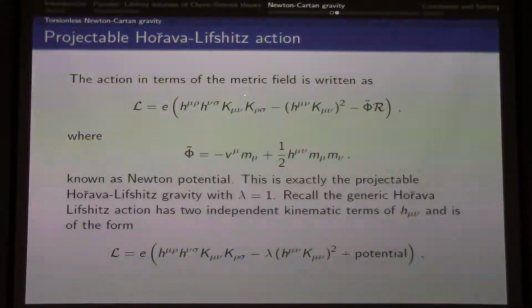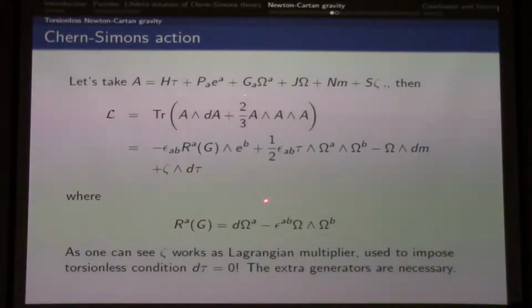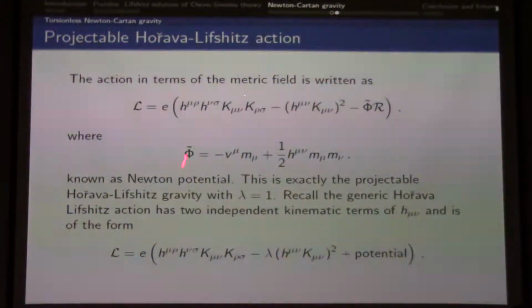So to confirm that, let's write down the action in terms of the metric-like fields. By some algebra, you can find the gauge. This action in terms of gauge field is equivalent to the action of this form. This K_mu are extrinsic curvatures, just analogous to the standard decomposition of Einstein gravity. And there is a phi here called the Newton potential, determined by this M1 gauge field. And there is a spatial Ricci scalar here.